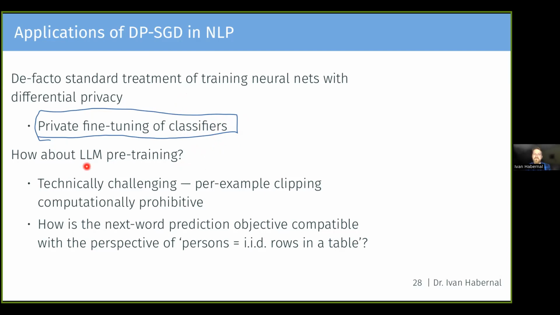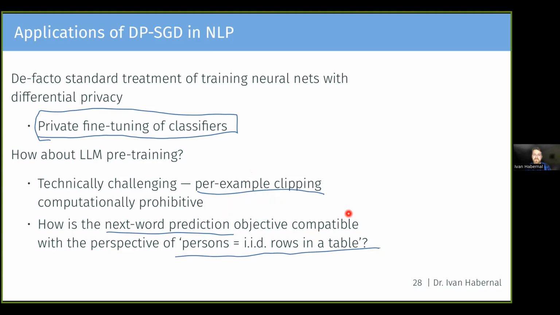How about pre-training of large language models? Well, it's a different story, for two reasons. The first one is a technical challenge, because, as I mentioned before, per-example clipping is really computationally prohibitive. It's not cheap. So you have to make workarounds and implement things in JAX or in other frameworks. So it's technically challenging to some extent. And then the other is more about the objective. How is, for example, a next-token prediction objective compatible with the perspective of persons as IID rows in a table? And to be honest, I don't know the answer to that.